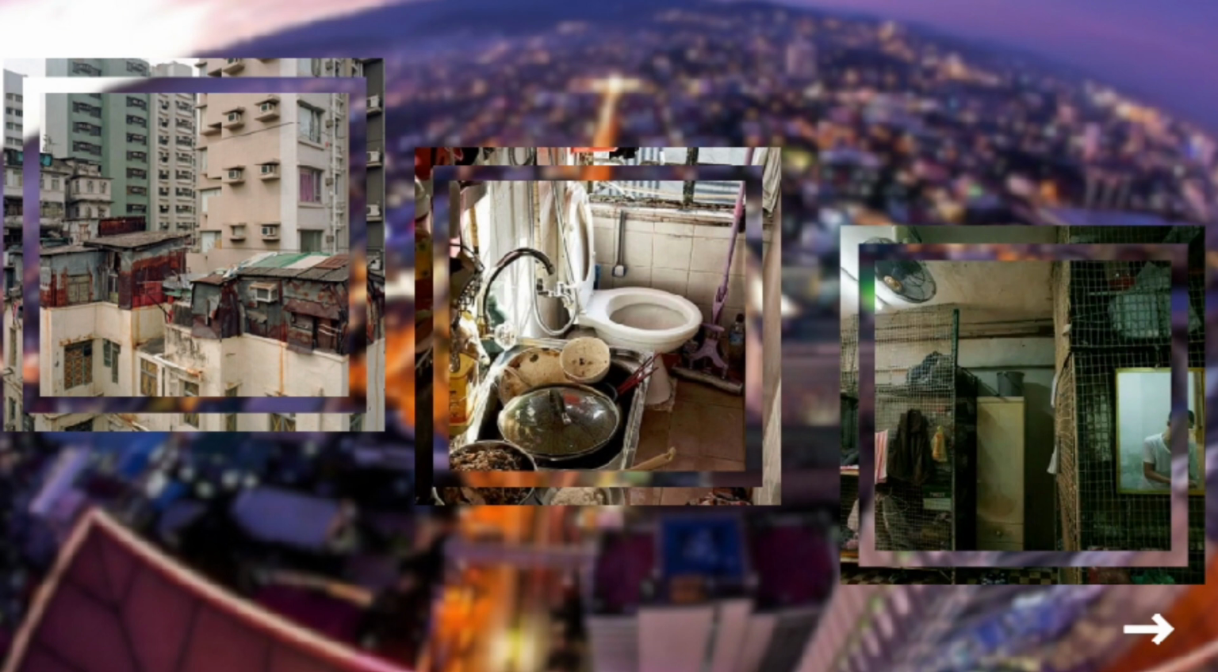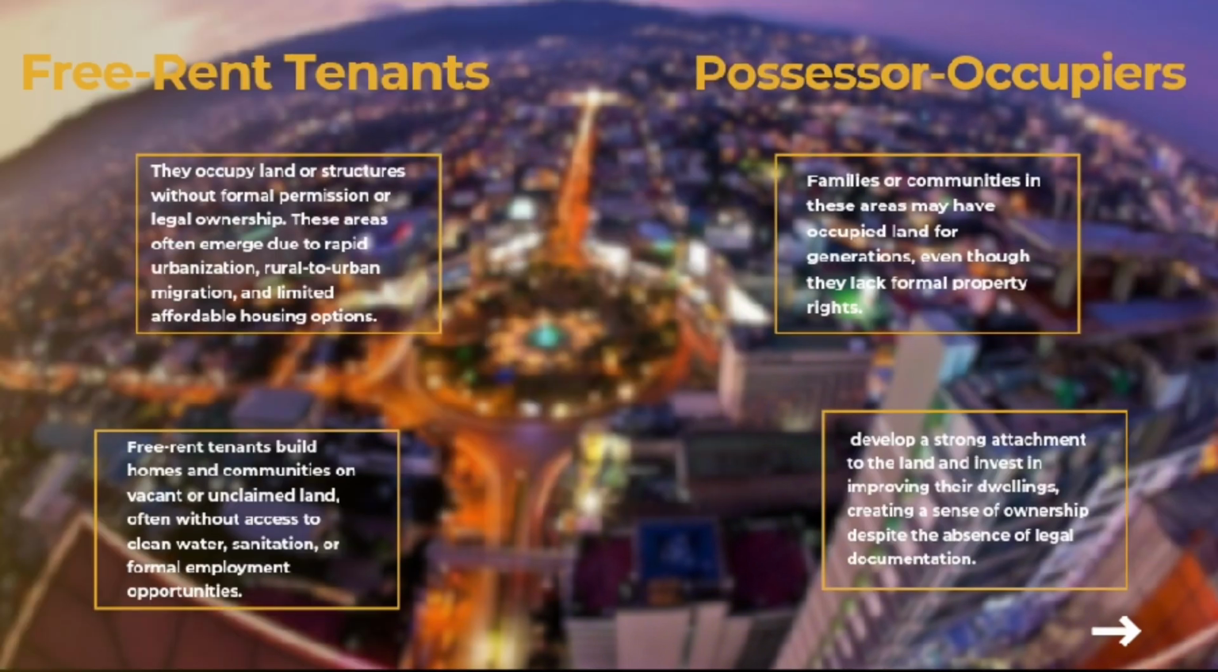So, tenants are more likely to seek neighborhoods with a low cost of living. So, the expenses of living in a particular area are a key consideration for them. Also, in some situations where people pay rent for a place to live, there are also individuals referred to as sharers or free tenants. And there are also possessor occupiers.